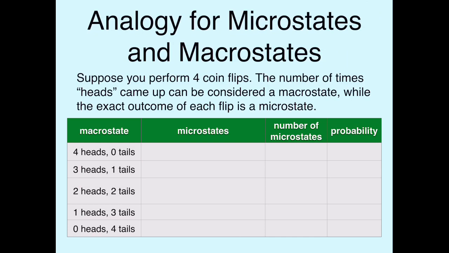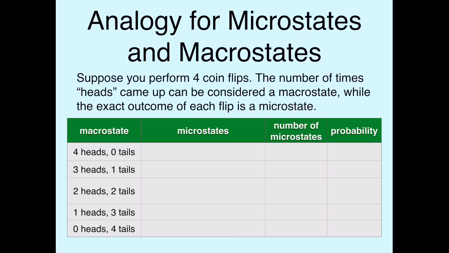All right, so next I'd like to show you an analogy that's really helpful for thinking about the difference between microstates and macrostates. In this analogy, I want you to think about a series of 4 coin flips. So we take a coin, we flip it 4 times in a row, and we just observe what happens in those 4 coin flips. We can consider the number of times that heads came up to be the macrostate, while if we look at the exact outcome of each and every single flip, that will be the microstate.